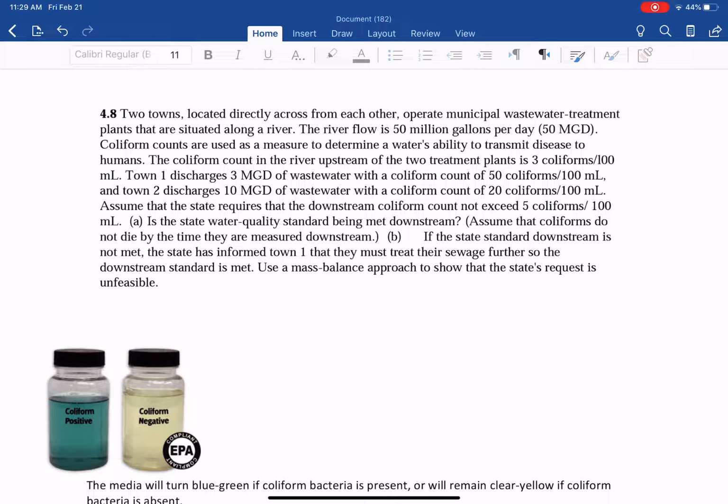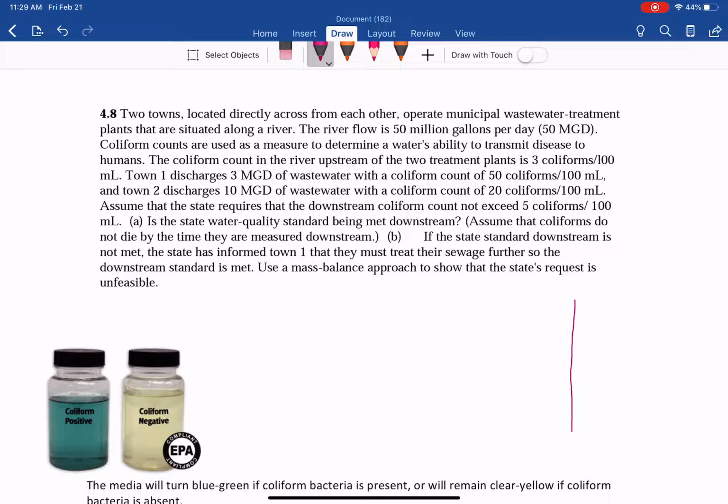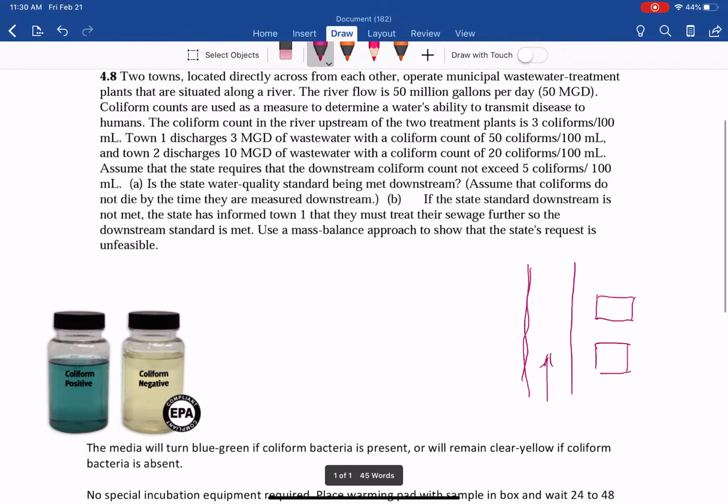Okay, let's look at this problem. Two towns located directly across from each other operate a municipal wastewater treatment plant that are situated along the river. So there's a river, and there's two towns. The river is flowing, let's say, that way. The river flow is 50 million gallons per day. So the discharge of the flow, 50 million gallons per day.